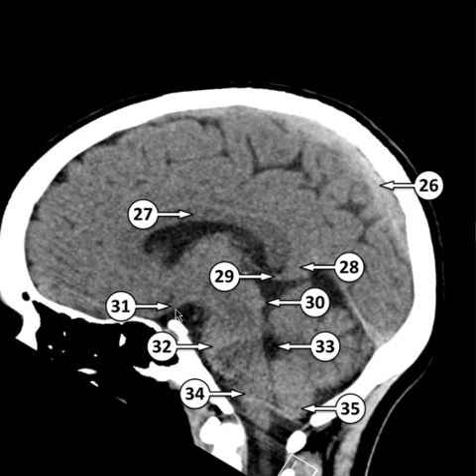31 is the optic chiasm. 32 is the pons. 33 is the fourth ventricle. 34 is the medulla. And 35, this is the cerebellar tonsil.